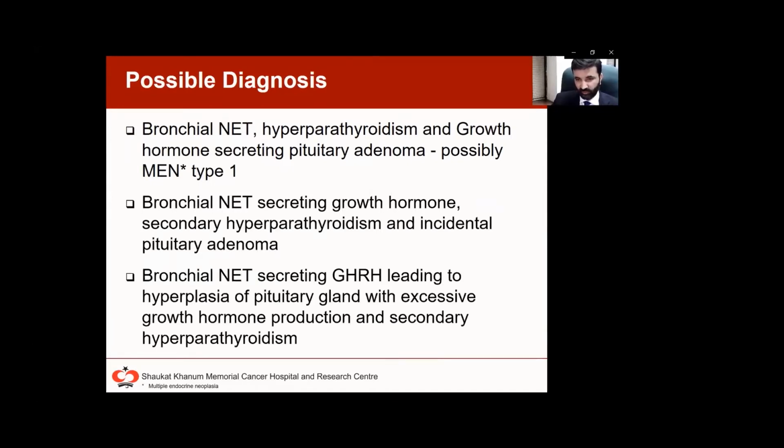The third possibility, however, was that bronchial neuroendocrine tumor was causing pituitary hyperplasia with excessive secretion of growth hormone releasing hormone, and in addition to that, patient has got secondary hyperparathyroidism.